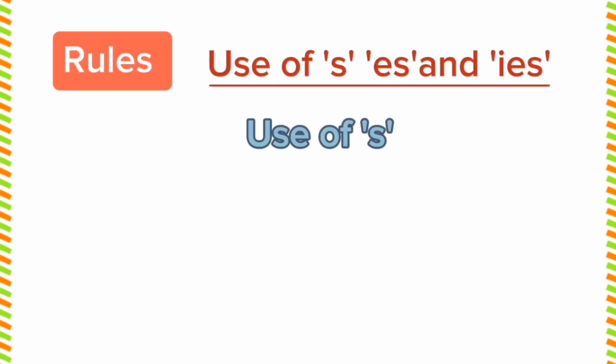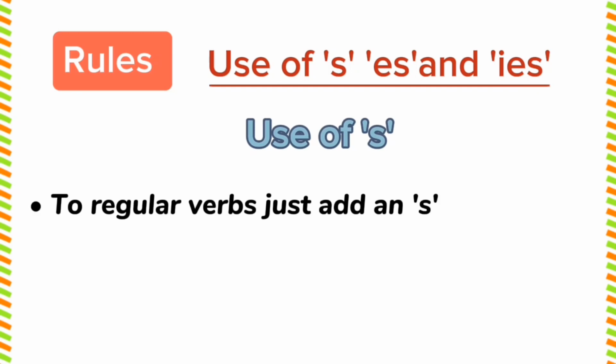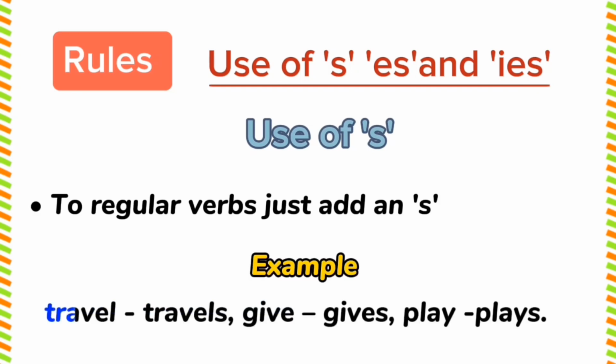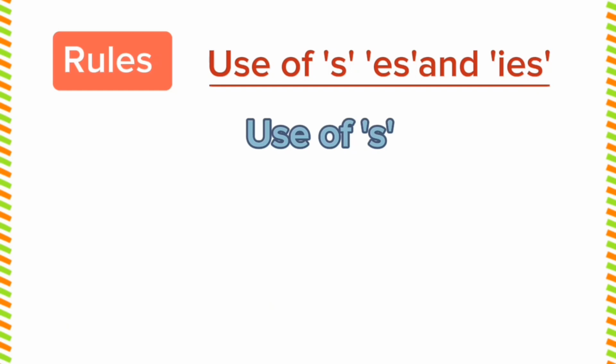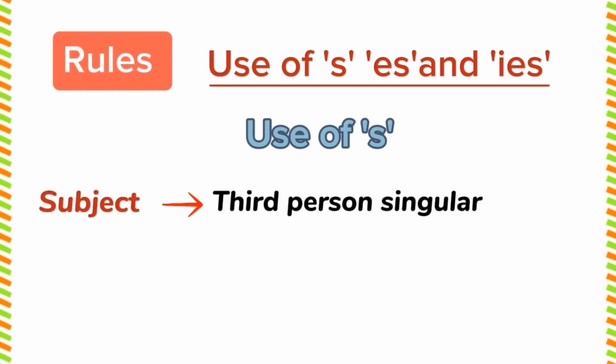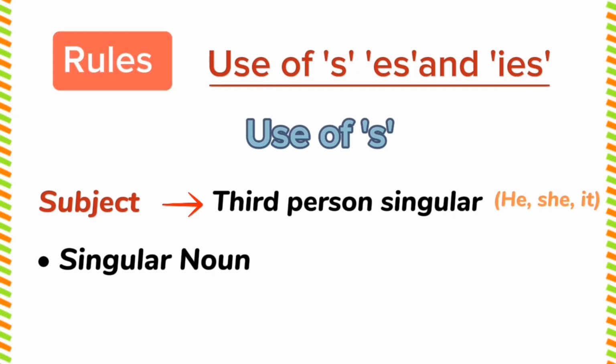Rules for making tense. Use of s, es, ies. To regular verbs, just add an s. For example, travel, travels, give, gives, play, plays. In simple words, we use s or es when the subject is third-person singular, meaning he, she, it, or any singular noun. Otherwise, we cannot add s or es at the end of the verb.